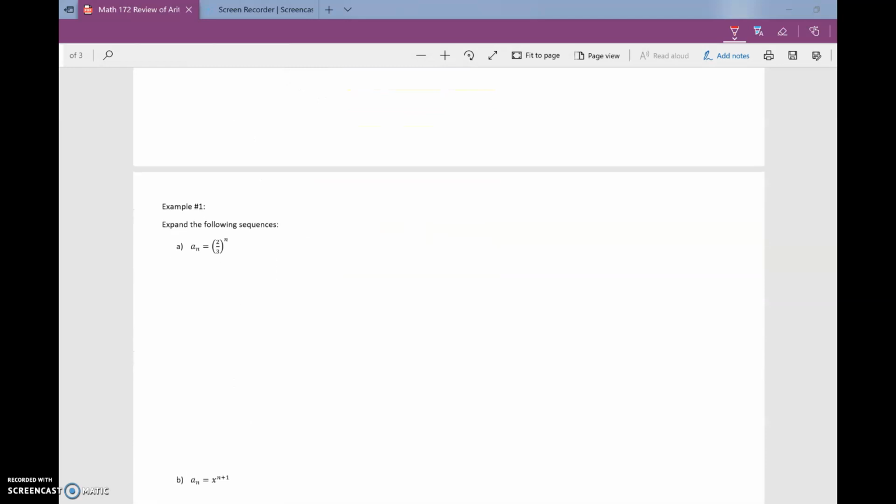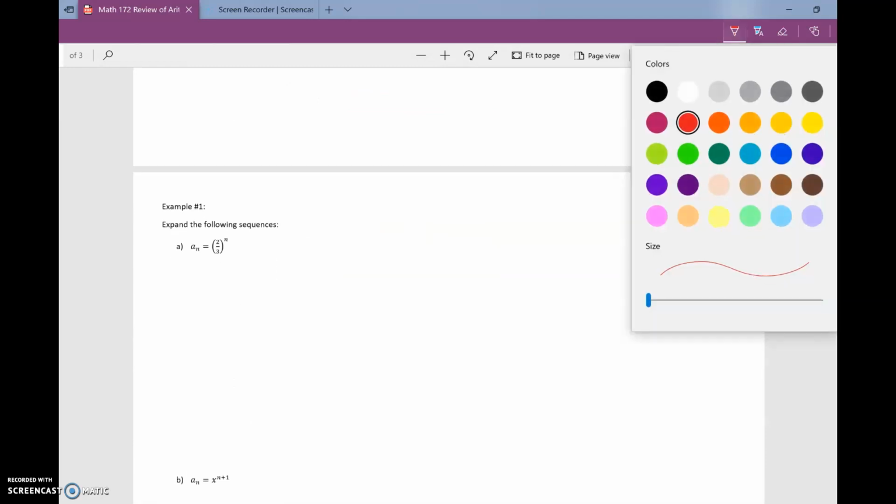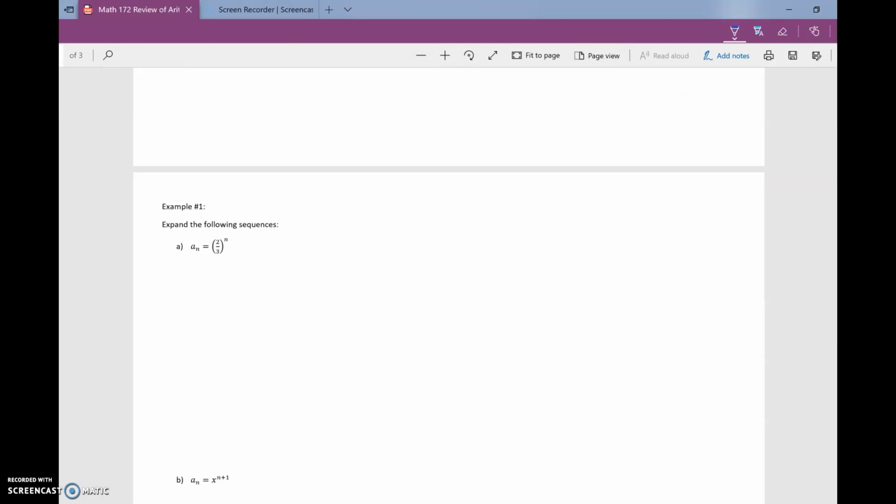Okay, let's take a look at example 1. In example 1, all they want us to do is to expand the sequences. You're going to assume that they start at 1. Otherwise, it would be noted where the minimum value is. So let me just say that for n is equal to 1, you would have that a sub 1 is equal to 2/3 to the first power, or 2/3. N is equal to 2, a sub 2 is equal to 2/3 to the second, or 4/9.